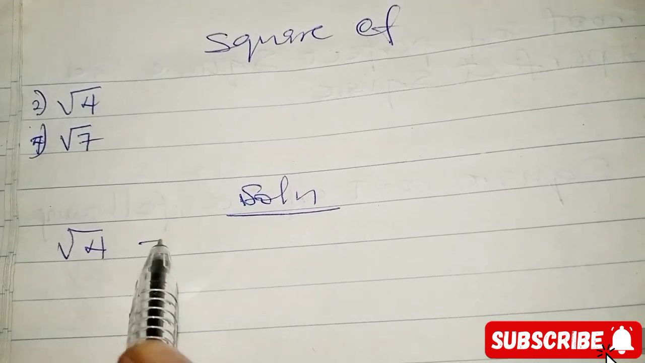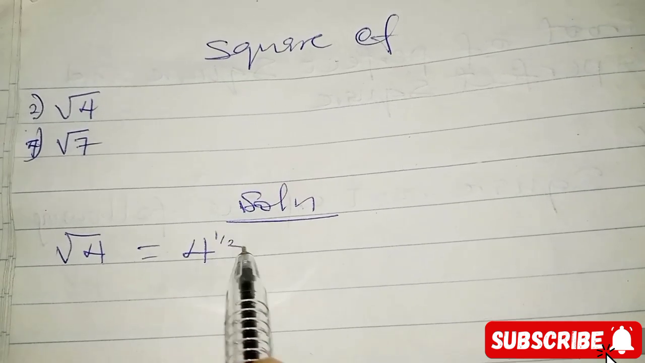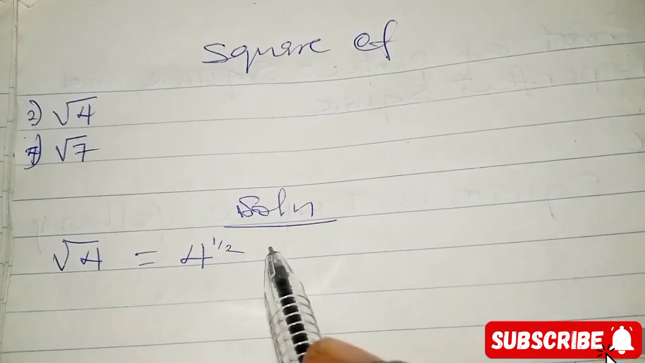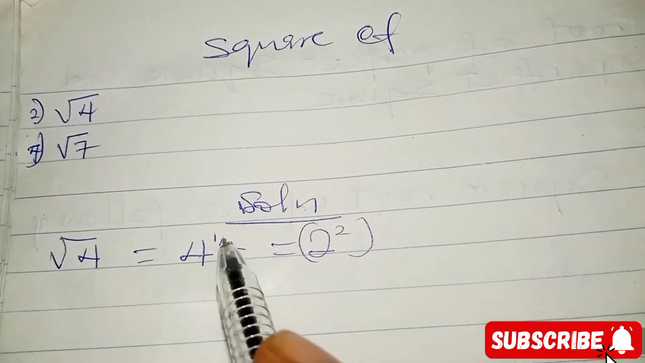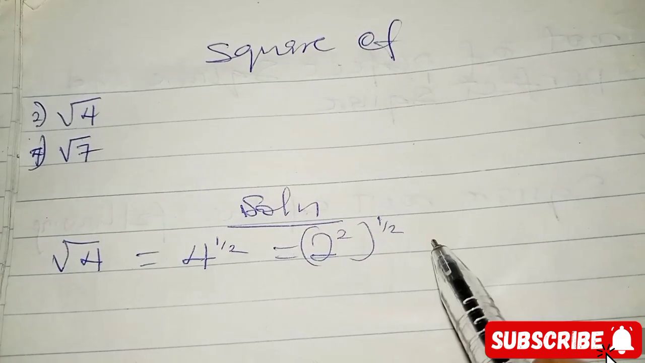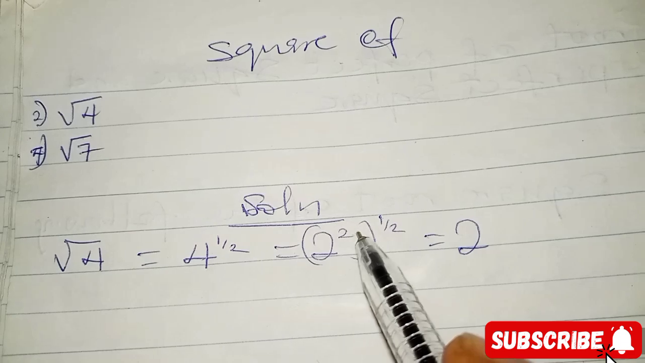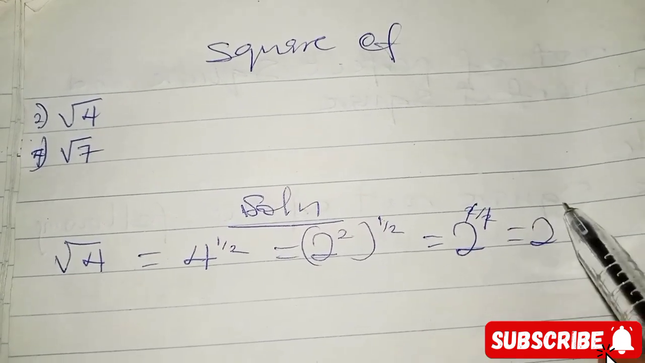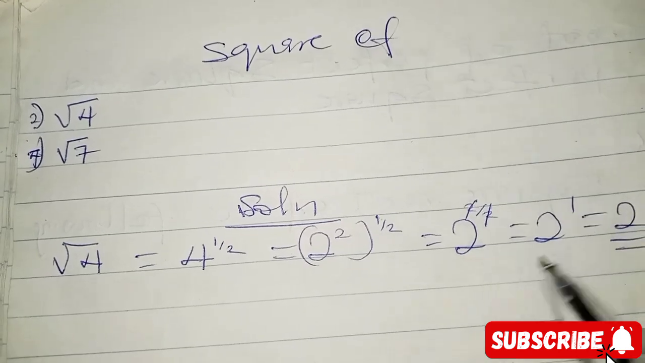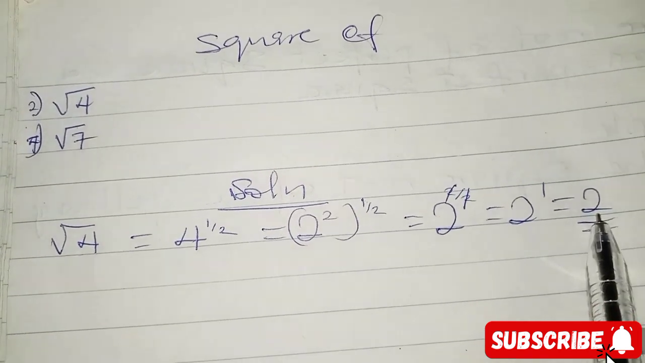The square root of 4 is the same thing as 4 raised to power 1 over 2. You turn the 4 to index form, which is 2 raised to power 2. You close your bracket, raised to power half. This will give us 2 times 1 is 2 over 2. This will cancel to give us 2 raised to power 1, which equals 2. So the square root of 4 is 2.